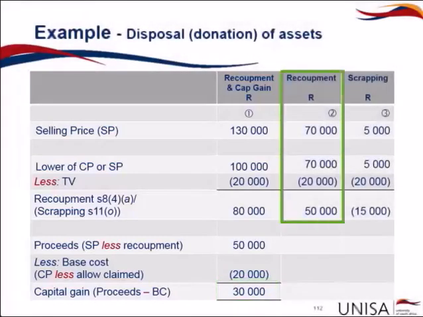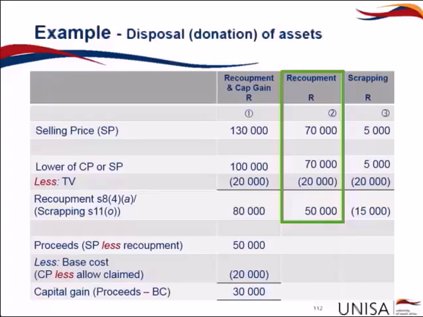Moving on to where we sell this asset now for 70,000. We will have a look at the lower of cost or selling price. In this case, the selling price of 70,000 is less than the cost. We will again deduct that tax value, being the 100,000 that we paid, less the 80,000 we have already claimed deductions for, and therefore we will end up with a recoupment in terms of Section 8.4a of 50,000, which we will include in our taxable income.